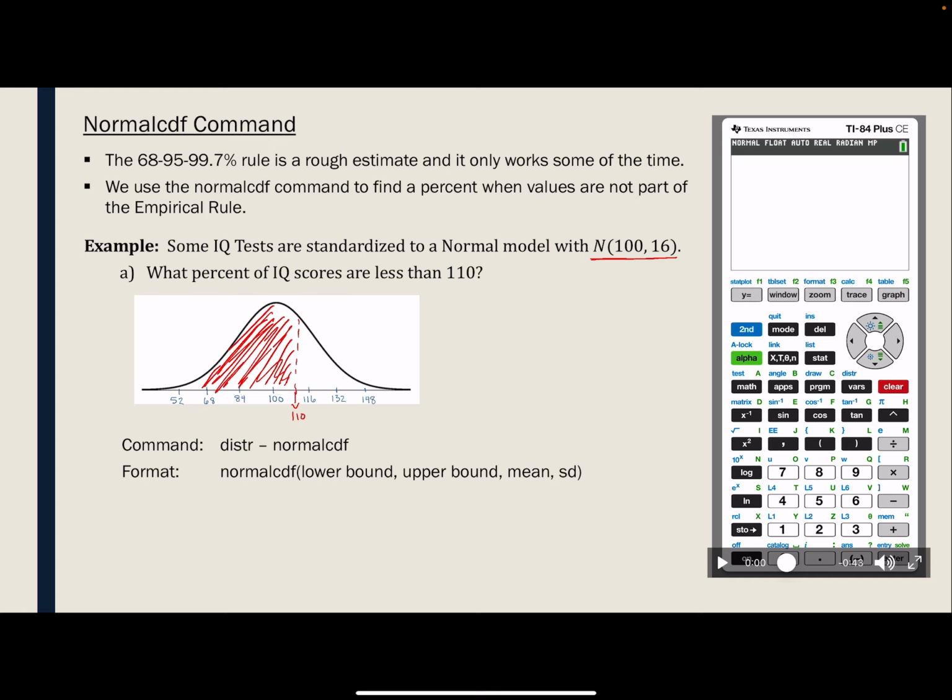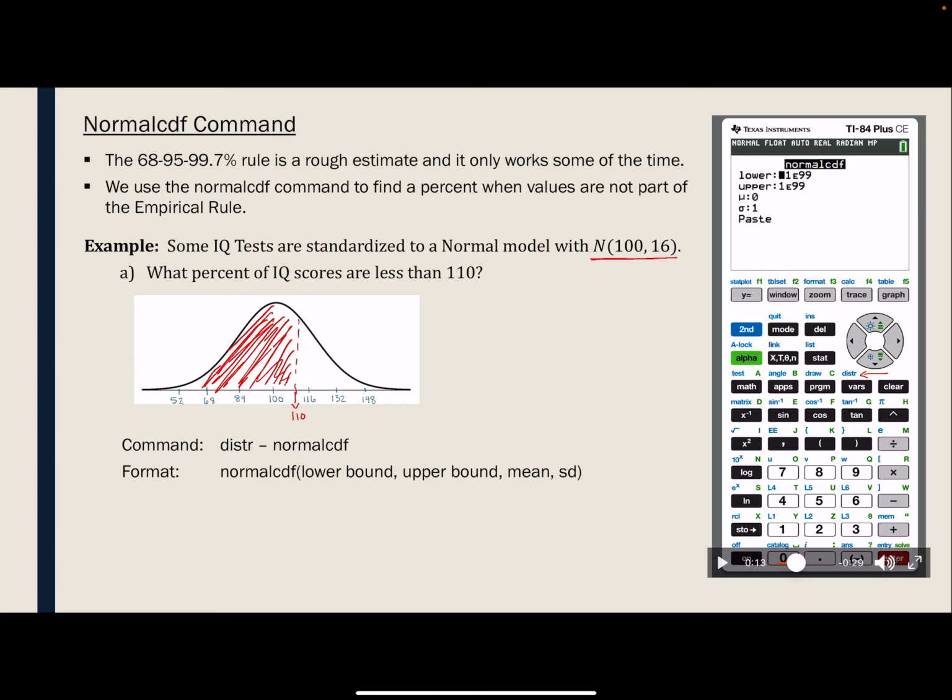So we're going to use a command in our calculator called Normalcdf, and it's under the distribution button, which is right there. So we're going to have to hit second and vars to get to this. And then we have the format here for the lower, upper bound, mean, and standard deviation. So I'm going to play the video of the calculator doing this, and I'll pause it as it goes through. So the first thing is to go to second vars, which will give you that distribution, and you're going to go down to Normalcdf and hit enter.